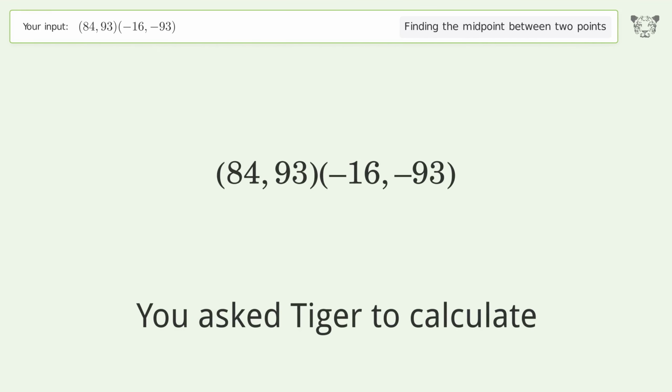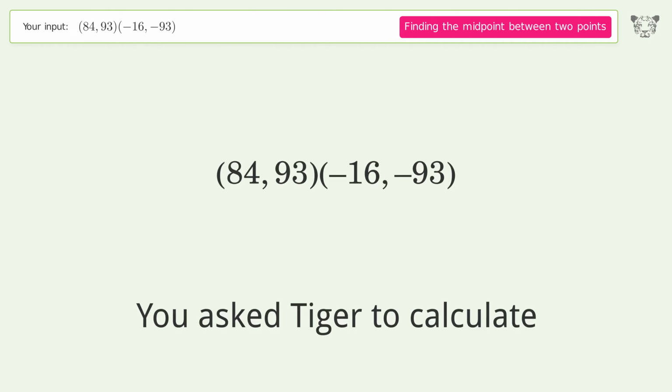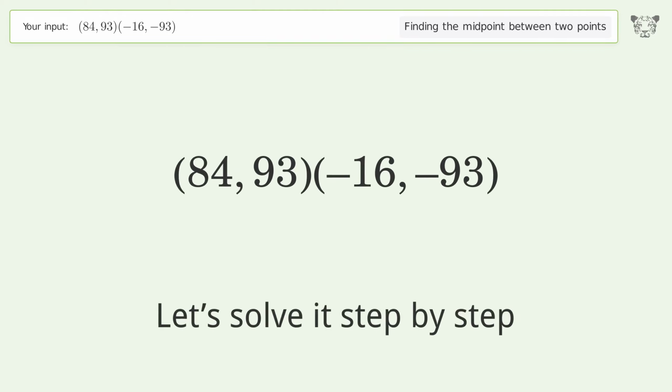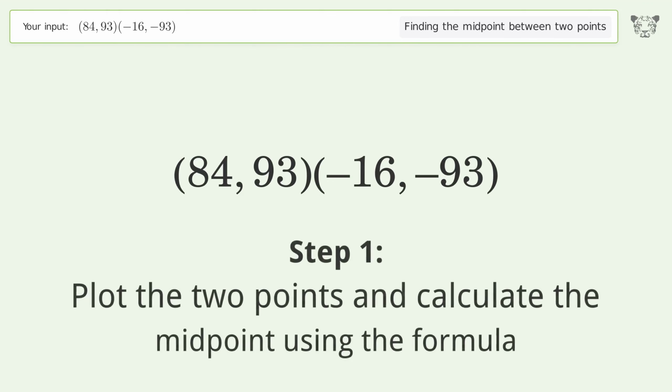You ask Tiger to calculate. This deals with finding the midpoint between 2 points. The midpoint between the 2 points is 34,0. Let's solve it step by step. Plot the 2 points and calculate the midpoint using the formula.